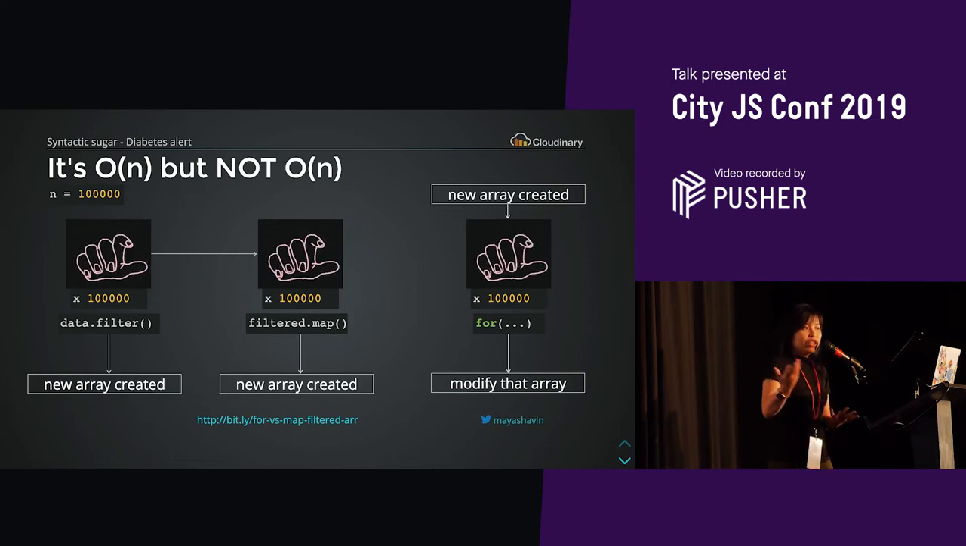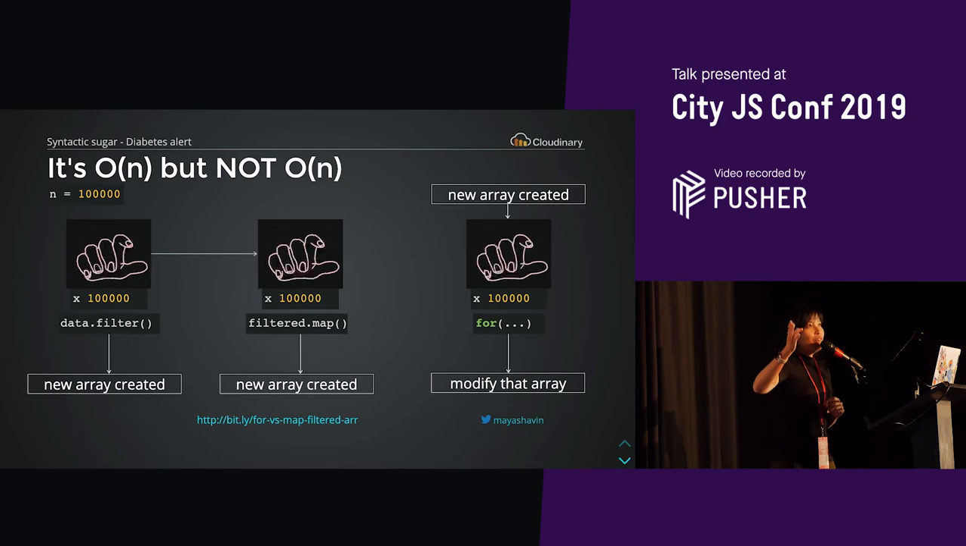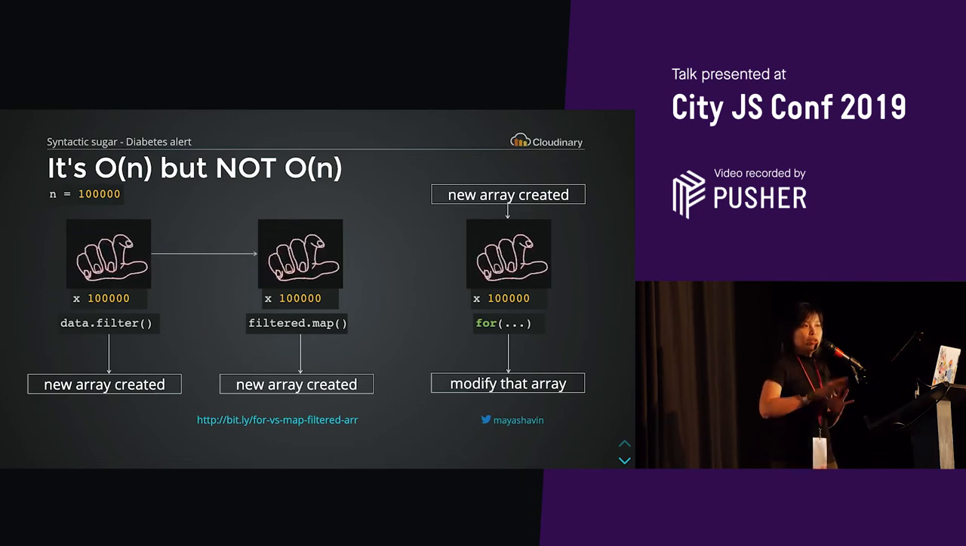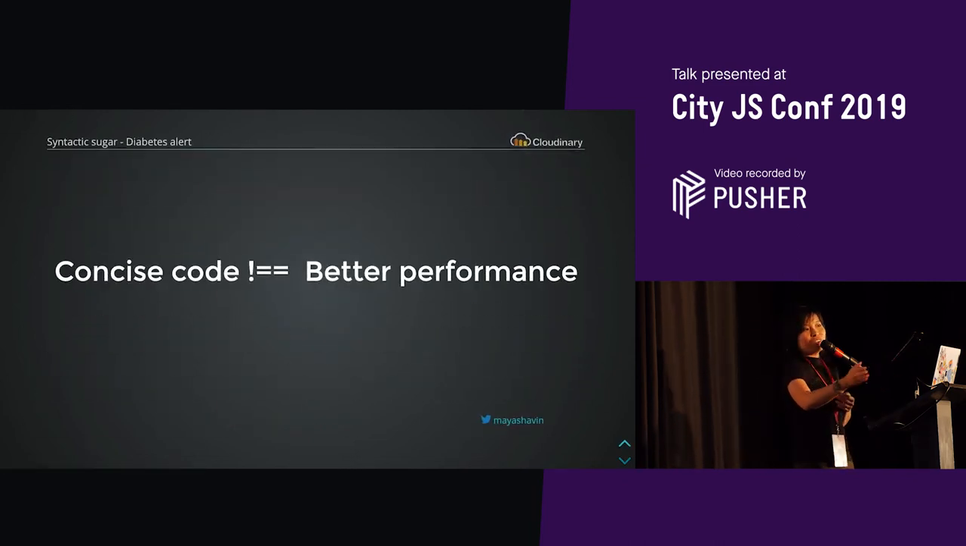It's much better, much faster in this case. And I actually ran a benchmark, a test case for it, so you can check it online. You can see that the filter and map will run about 50% slower than the other one. And if the number of elements increases, it will be even worse. So yeah, shorter code doesn't mean better performance anymore.